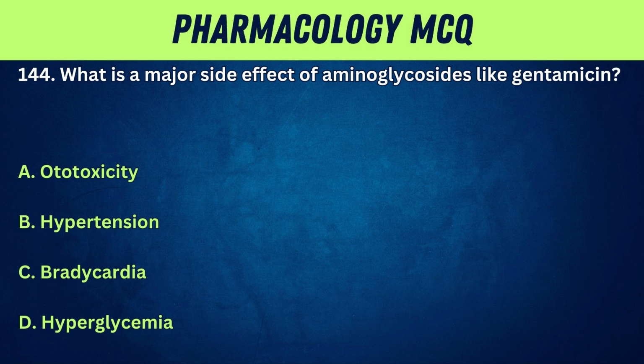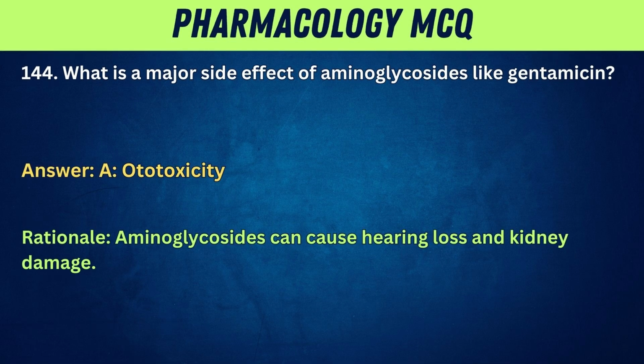144. What is a major side effect of aminoglycosides like gentamicin? A. Phenytoin. B. Hypertension. C. Bradycardia. D. Hyperglycemia. Answer: A. Ototoxicity. Rationale: aminoglycosides can cause hearing loss and kidney damage.